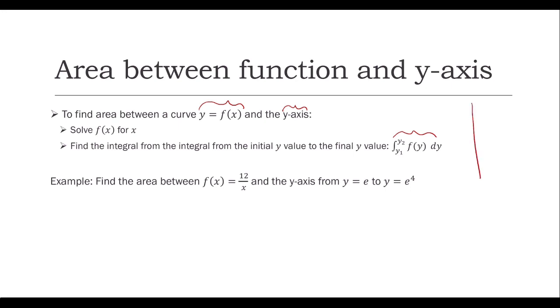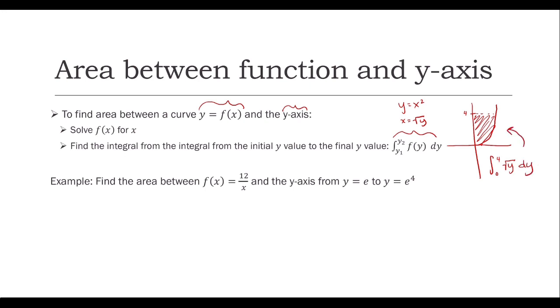So if you had something like y equals x squared, and you were just looking at the positive x values and wanting to find the area between 0 and y equals 4, so this area here, you would solve this for x. So you would say x equals the square root of y, and then you would take the integral from y equals 0 to 4 of the square root of y dy. So that's how you would do that.